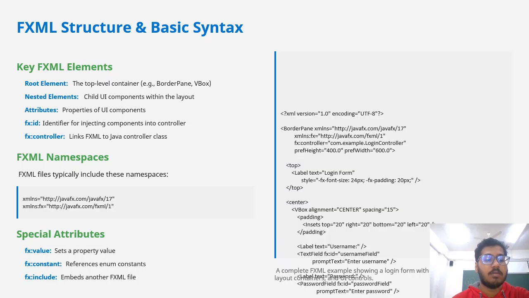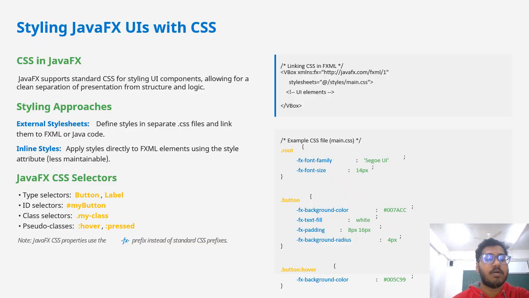Key FXML elements: root element and nested elements, attributes, fx:id, fx:controller, FXML namespaces, and special attributes: fx:value, fx:constant, and fx:include. Then, styling JavaFX UI with CSS. CSS in JavaFX supports standard CSS for styling UI components, allowing for clean separation of presentation, structure, and logic.